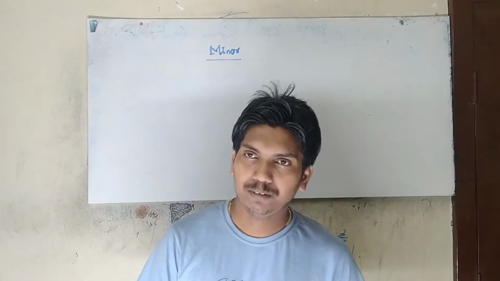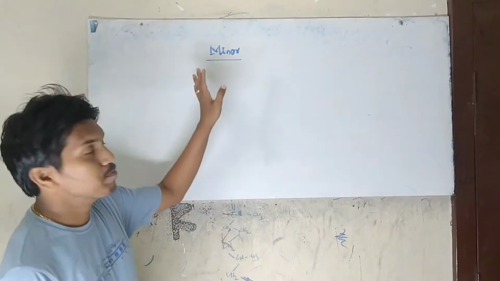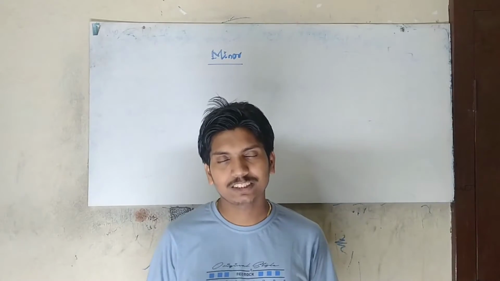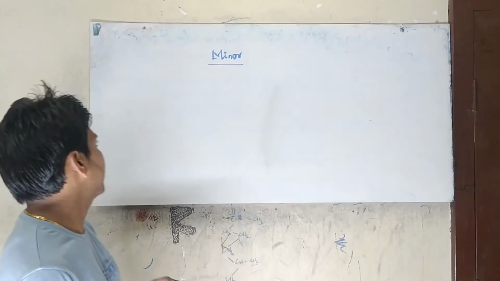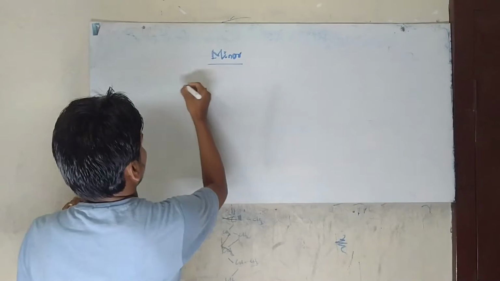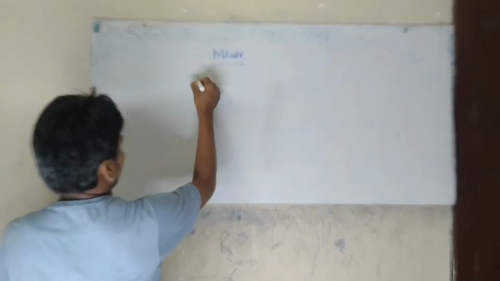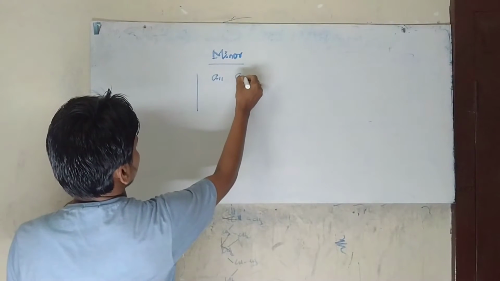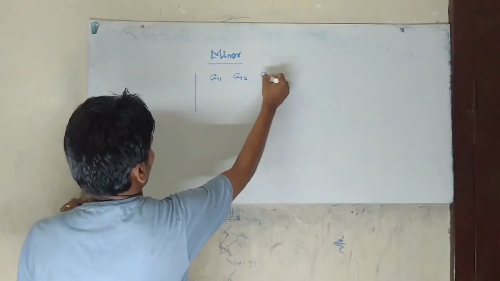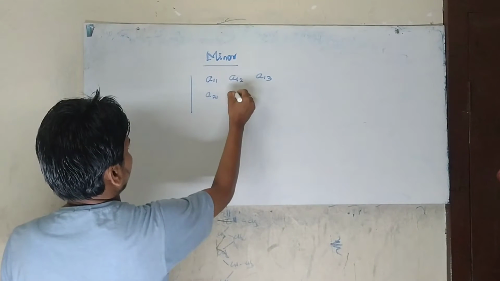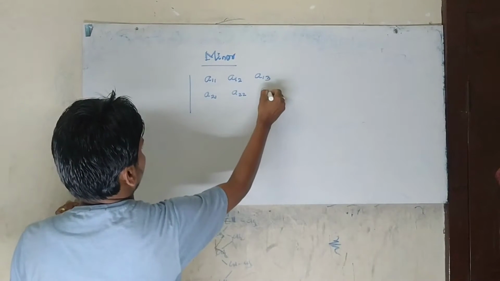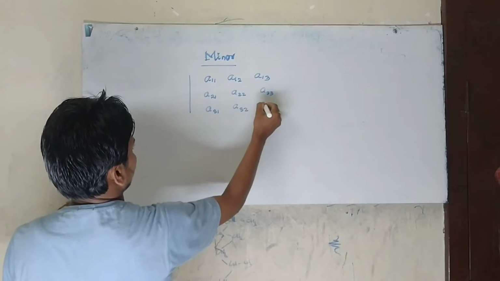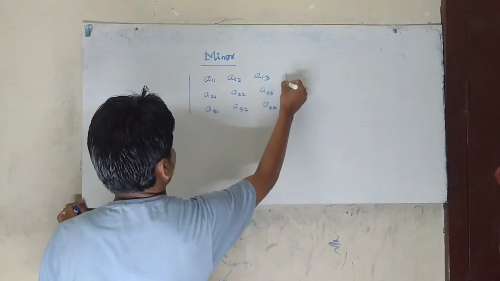To the determinant chapter, and in this video we will study minor and cofactor. Before going to the minor and cofactor, let's know some knowledge. Look, this is an example of a determinant: A11, A12, A13, A21, A22, A23, A31, A32, A33.